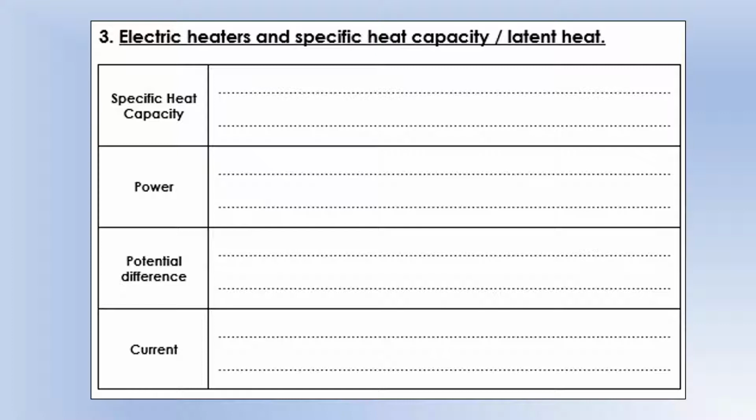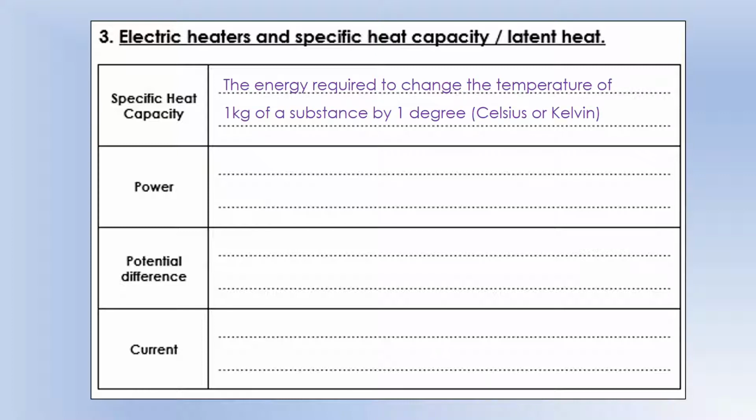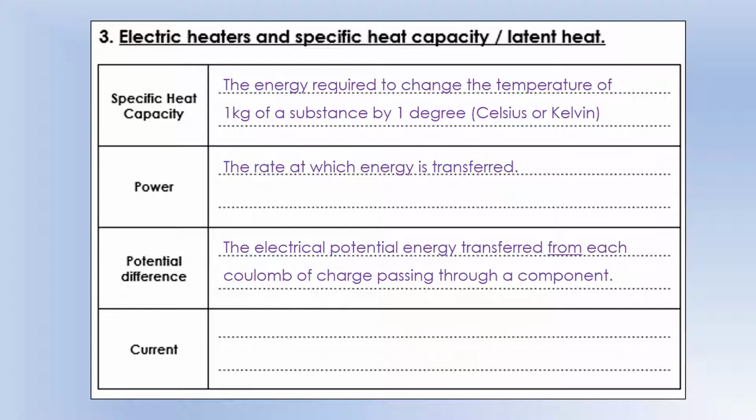Alright, moving on to look at some electric heaters and specific heat capacity. So again, linking back into the thermal physics topic here. Specific heat capacity: energy required to change the temperature of 1 kilogram of a substance by 1 degree. Power: the rate at which energy is transferred, or energy transferred per unit time. Potential difference is, remember, the electric potential energy transferred from each coulomb of charge passing through a component, and in a heater, that's turning that into thermal energy. And current, remember, is the rate of flow of charge. So those are our concepts we're going to be using.